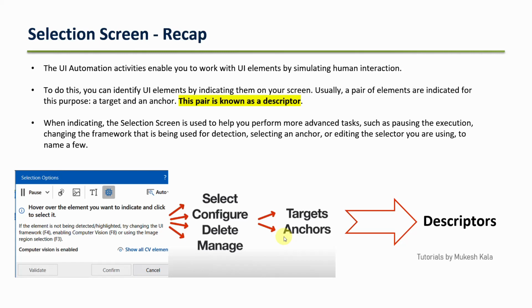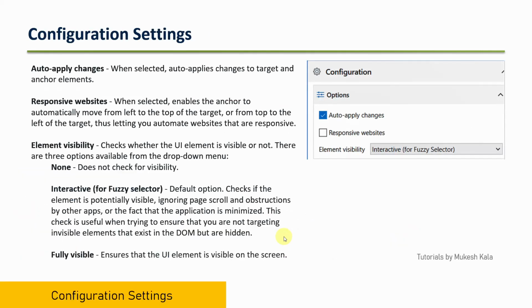So as a developer, we should know that once the selection screen is confirmed, how and when to work on the next set of screens and what are the options which are available. That is what we are going to explore in this video. Okay. The first topic is the configuration settings. Whenever you confirm any element with the help of the selection screen, you get a first option which is called the configuration.